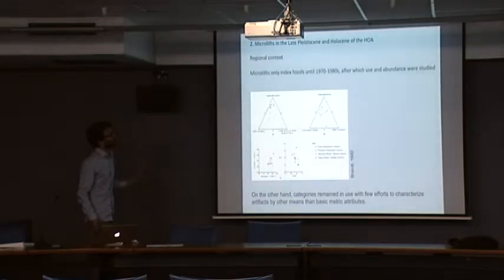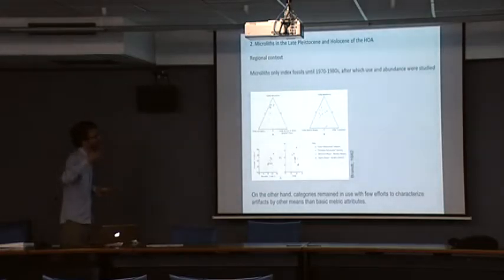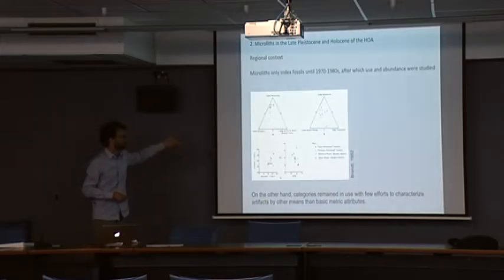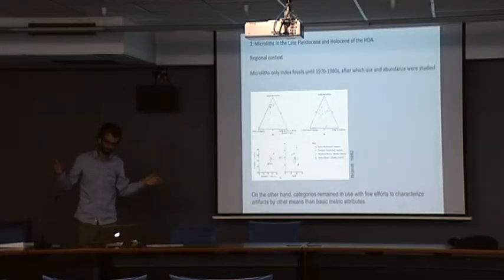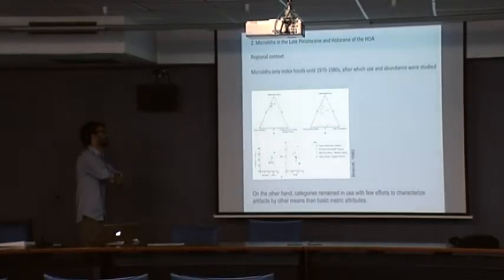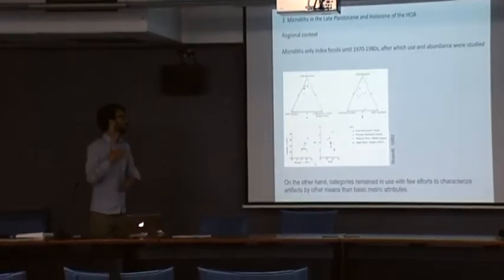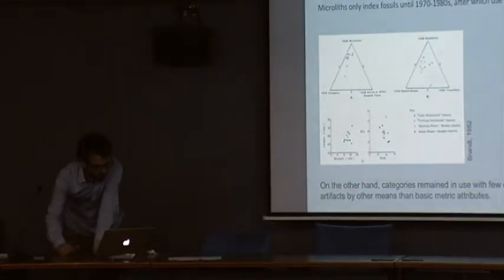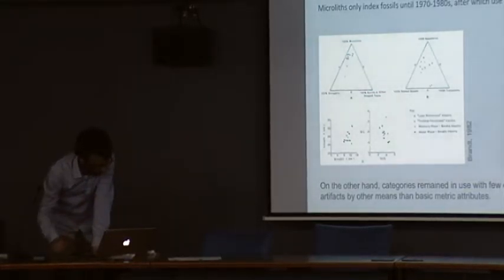After this work on index fossils made by Clark or Graziosi, there were attempts of using the microliths and the microlithism as an indicator of technical change and thus cultural change. But as we think, because these categories can overlap sometimes and are not accepted by everyone, we could read something different from the same figures.